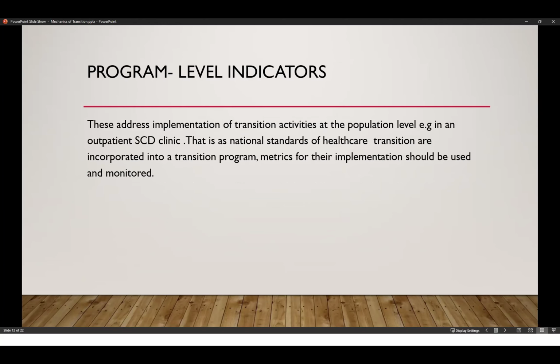And then the program level indicators is one main thing. What is the outpatient sickle cell clinic doing to implement their transition activities? And so there are guidelines that are in place, but are they utilizing these guidelines? And if they are, are they using metrics to determine how well these are being utilized? So at the program level, you're actually assessing how well these program guidelines are being used in terms of transition, and it kind of guides you when you monitor it to know how effective or not effective they are.